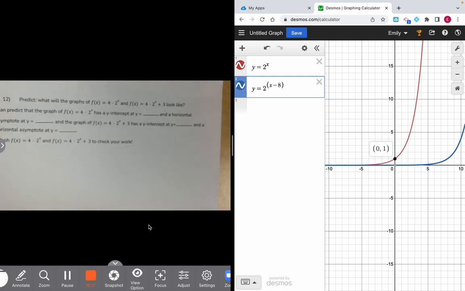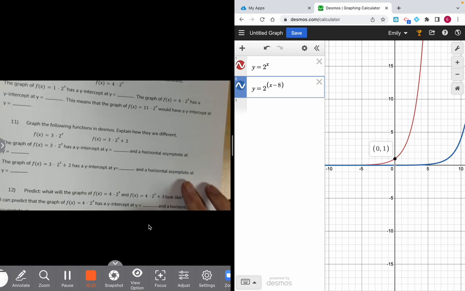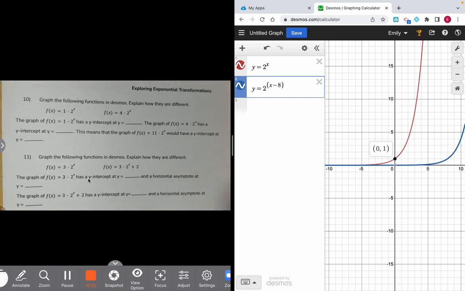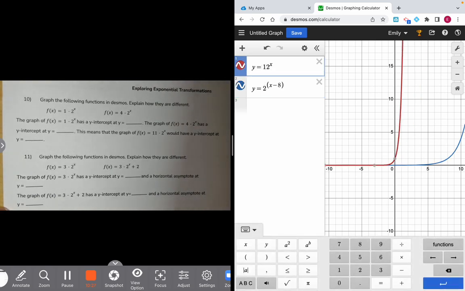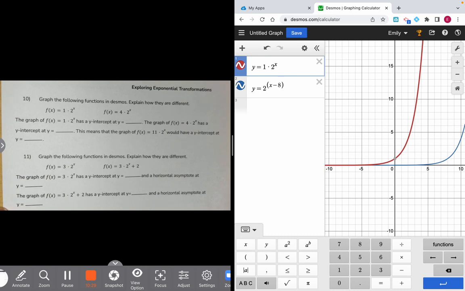Alright, just a couple more things I want to go through with you. Looking at number 10 here, we want to graph the following functions in Desmos again. These are a little bit different. So here we're dealing with 1 times 2 raised to the power of x, and again, if you need the multiplication symbol, it's down here, or you can use the one that's on your keyboard.